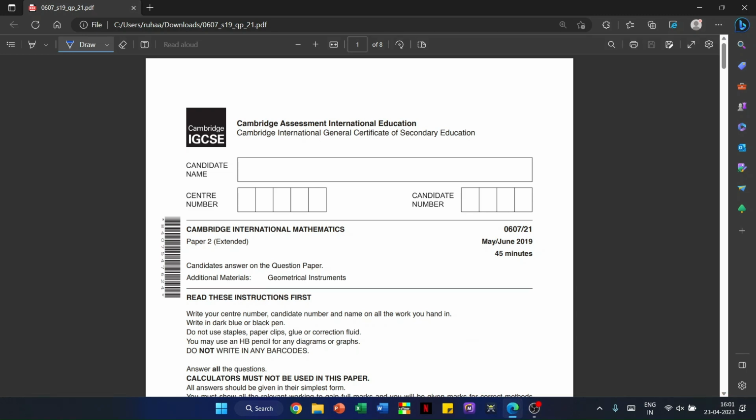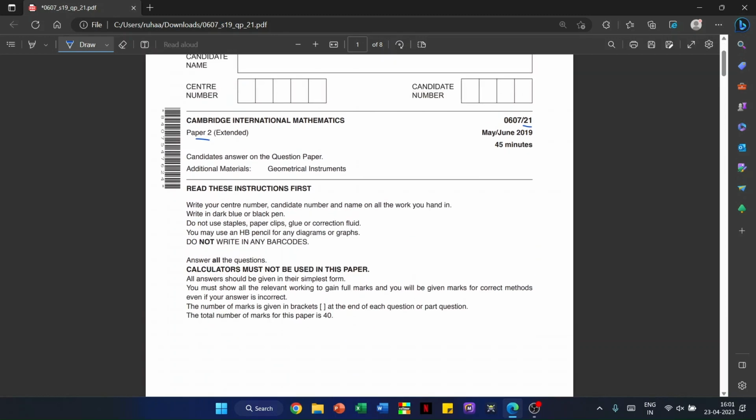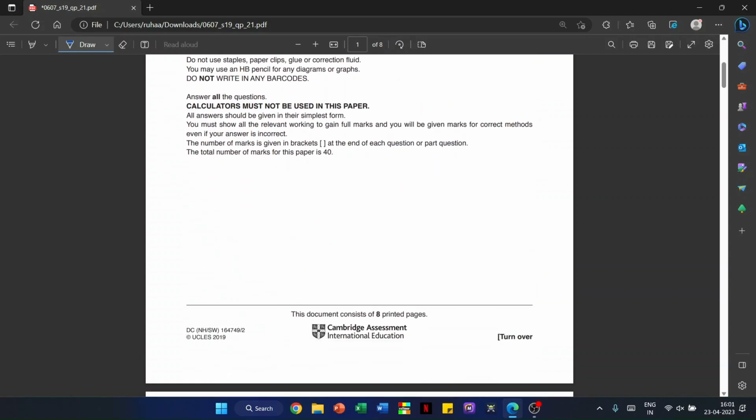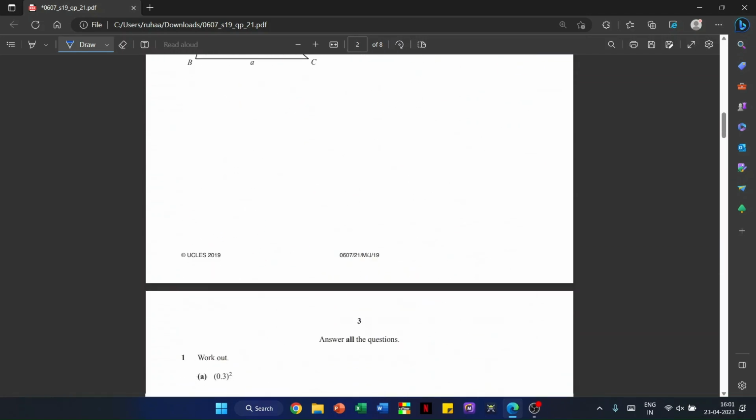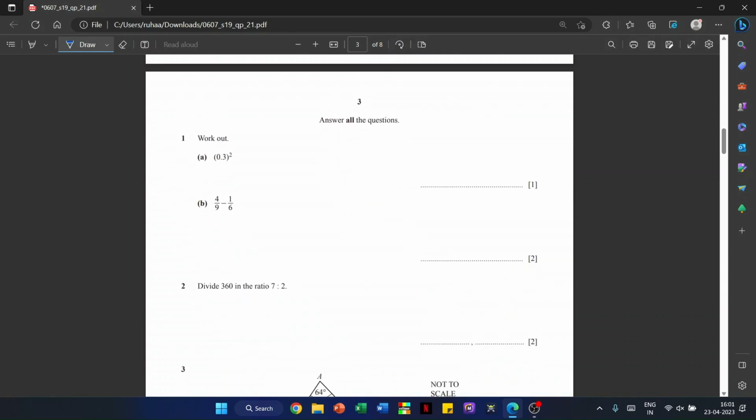Okay, I'm going to be solving a math paper for 0607, paper 2, which is for 45 minutes. This is the May-June 2019, paper 2-1. This is the non-calculator paper. So, yeah, these are just the formulas. Now, this is the first question.